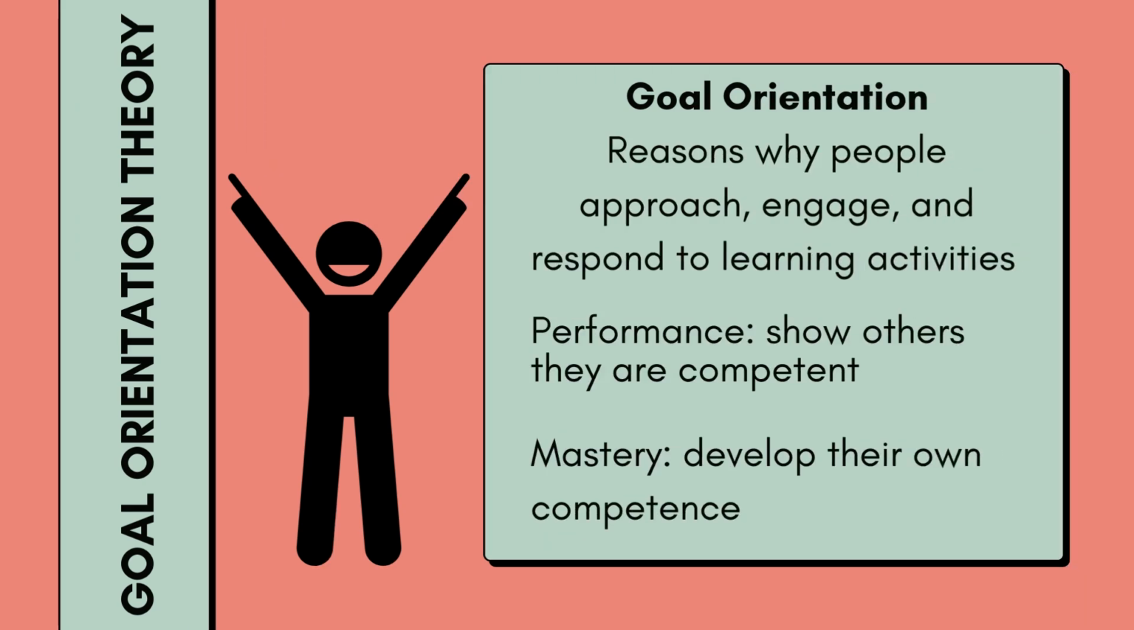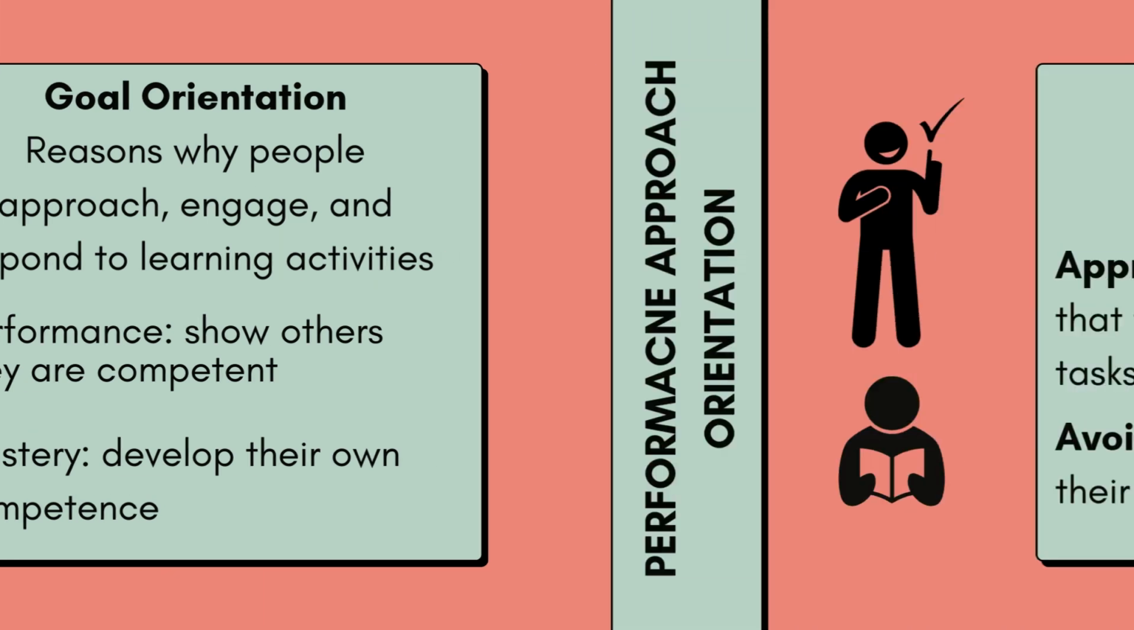Goal orientation theory is focused on the reasons why people approach, engage, and respond to learning activities. People are either performance or mastery goal oriented. Performance oriented people would like to show others that they are competent and have skills and abilities. Mastery oriented people would like to develop their own competence for themselves.